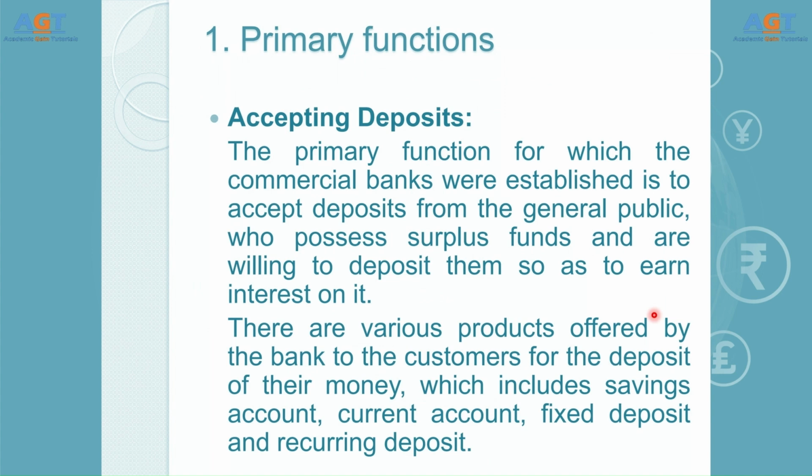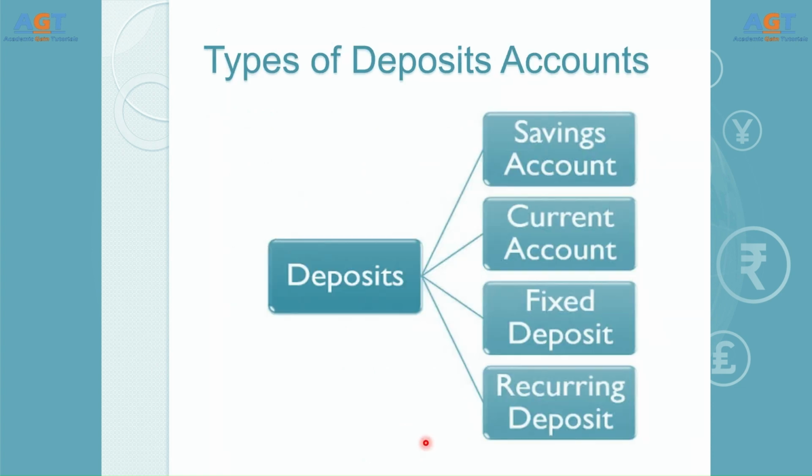First, accepting deposits. The first primary function is accepting deposits from the general public. People who have surplus funds deposit money in banks to earn interest. Banks offer different deposit products such as savings accounts, current accounts, fixed deposits, and recurring deposits. Now, let's look at the types of deposit accounts one by one.